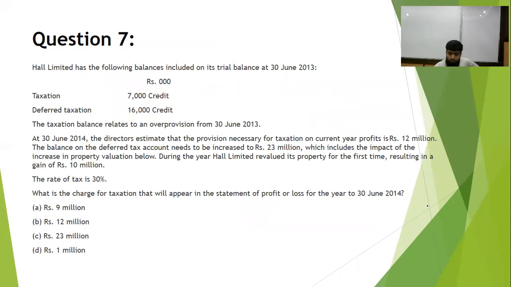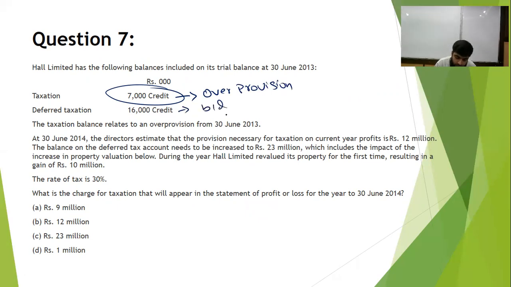Okay, now we have question number 7. In question number 7, Hall Limited has the following balances, that is taxation credit balance. I told you at the very start that whenever you have a taxation credit balance, it represents the over provision. And deferred tax liability credit balance, that is the deferred tax liability opening balance, is given in the question. Taxation balance relates to an over provision at 30th June 2013, and it is obvious whenever there's a credit balance, it means it's an over provision. We need to reduce the expense for the year.